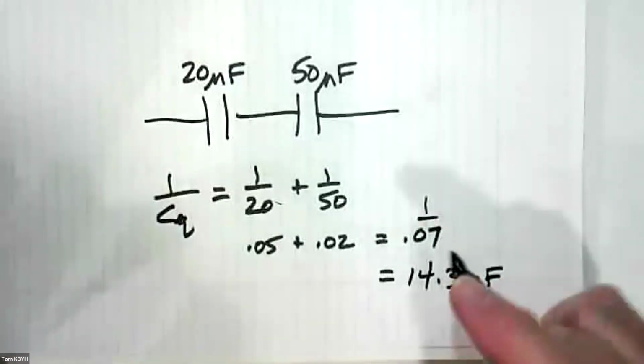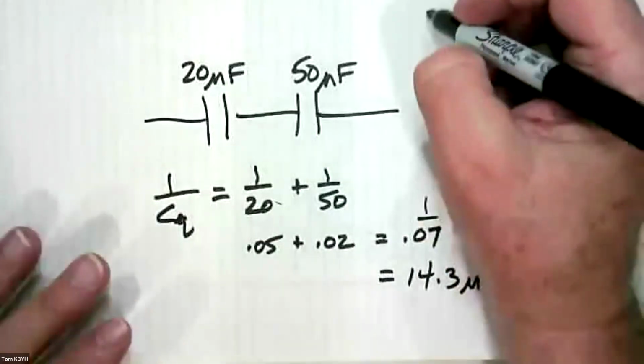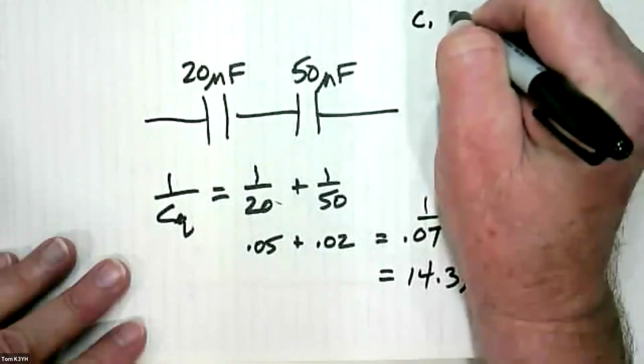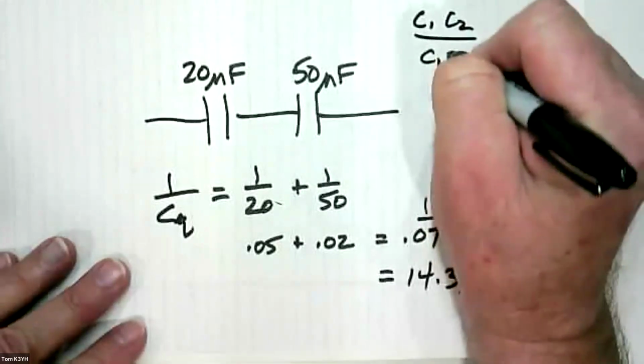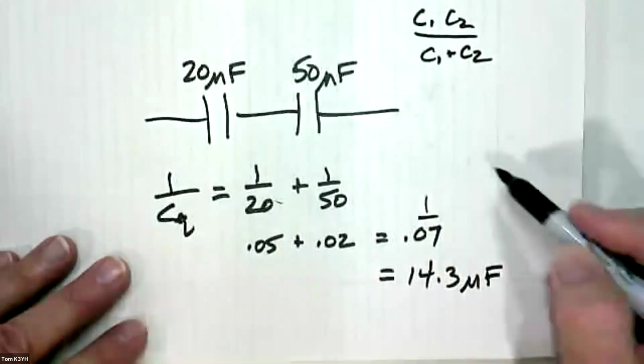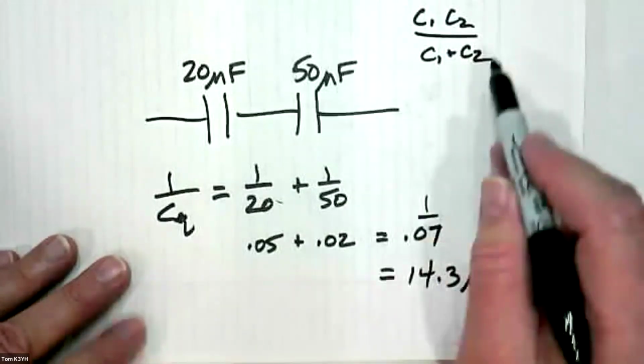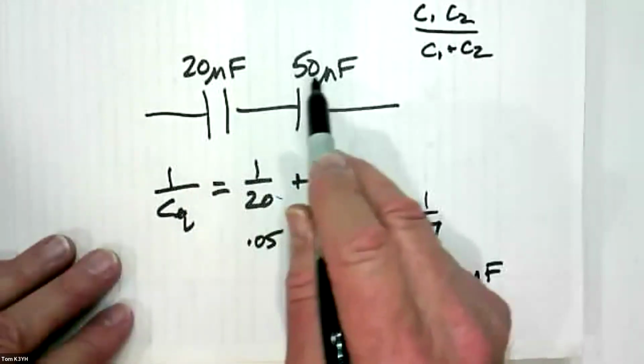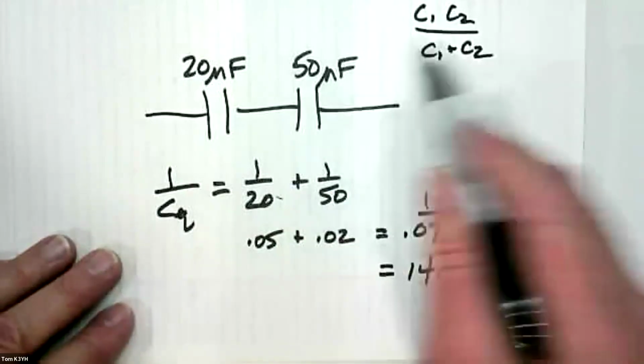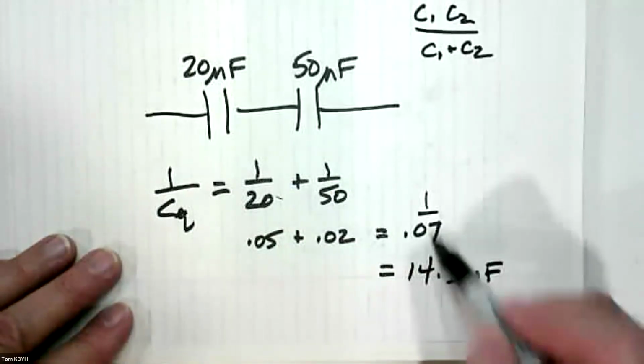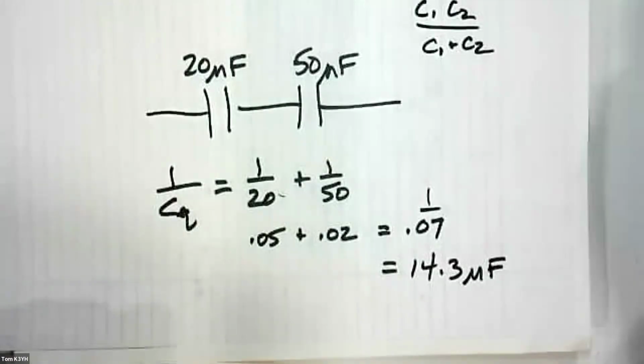Now, in the book, it'll give you that other equation where it says you can do C1 times C2 over C1 plus C2. So if you want to go ahead and do that, 20 times 50 will be 1,000 divided by 70, and that's this. So you get 14.3 that way too.